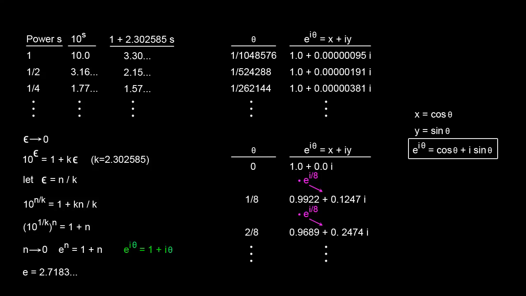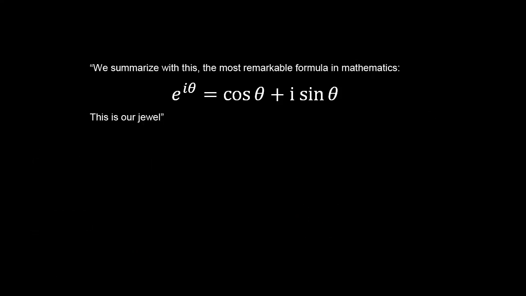Now remember, we started with this green formula on the left. This very simple, harmless-looking formula. We initialized it with a very small value of theta. Using this initial value, we were able to obtain other values of e to the i theta and plot them. And as if by magic, the cosine and sine functions appeared.